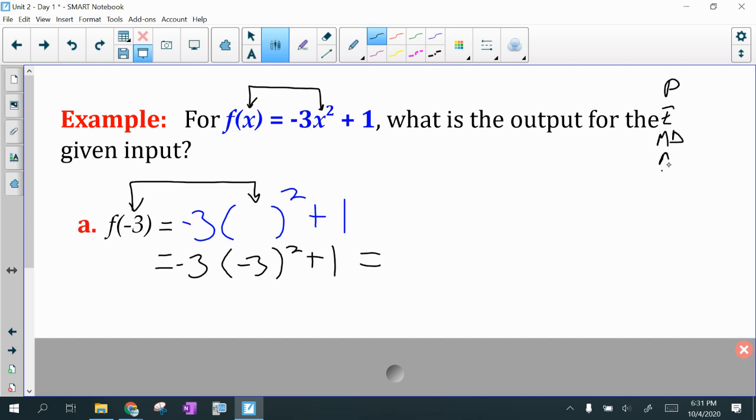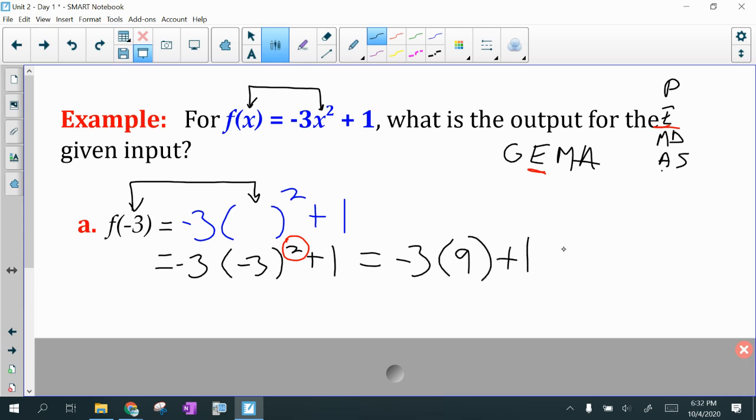PEMDAS or GEMA. They pretty much mean the same thing. You do anything in parentheses first, then you deal with an exponent next. And I do have an exponent here. That's that there. So I'm going to say it's going to be -3 to the second. I have to evaluate that. So I'm going to say, all right, I've got -3, and -3 to the second is 9.